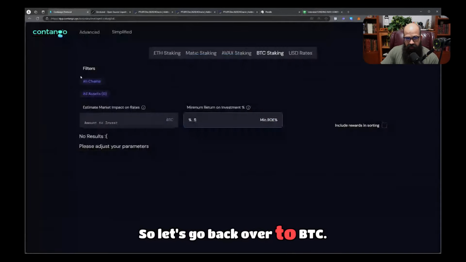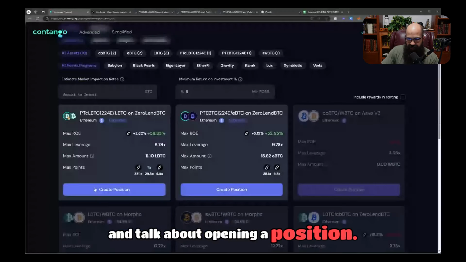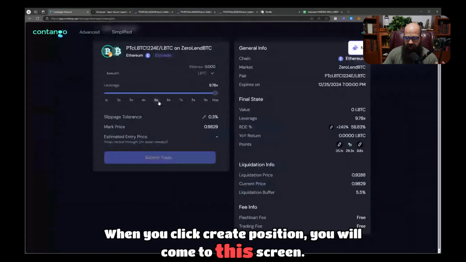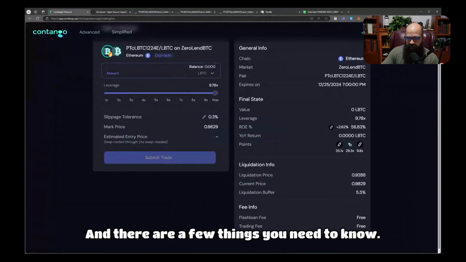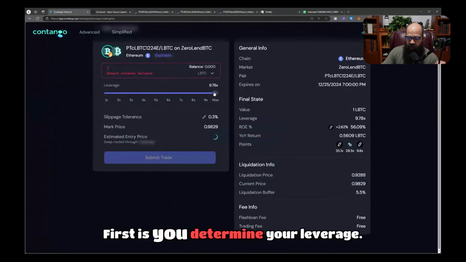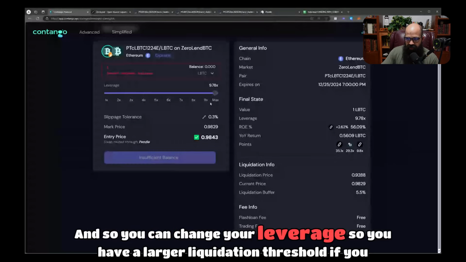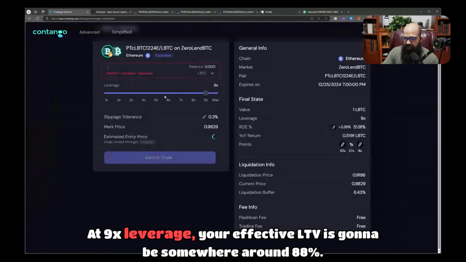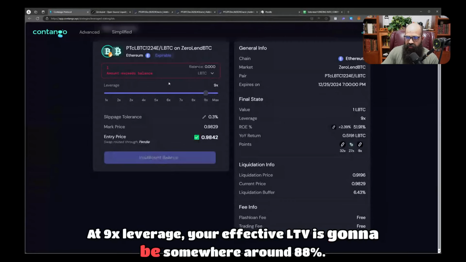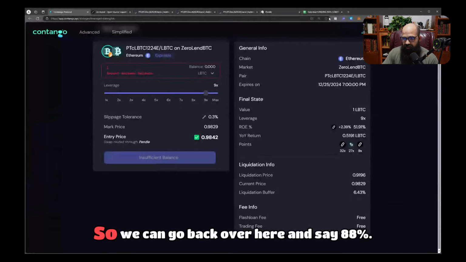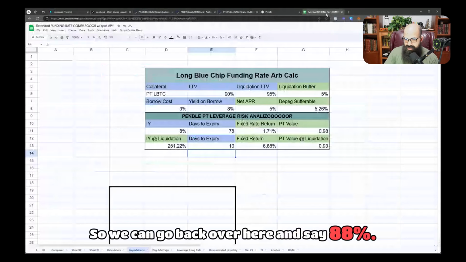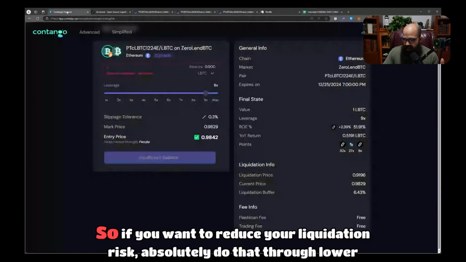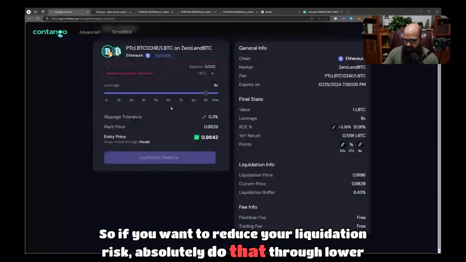So let's go back over to BTC and talk about opening a position. When you click Create Position, you will come to this screen. And there are a few things you need to know. First is you determine your leverage. And so you can change your leverage so you have a larger liquidation threshold if you want to. At 9x leverage, your effective LTV is going to be somewhere around 88%. So we can go back over here and say 88%, and you can see that everything sort of changes. It requires a much higher IY, and so on. So if you want to reduce your liquidation risk, absolutely do that through lower leverage.